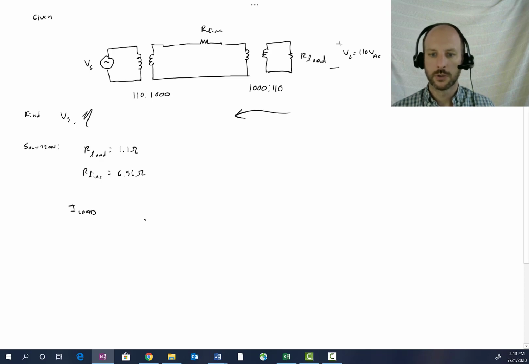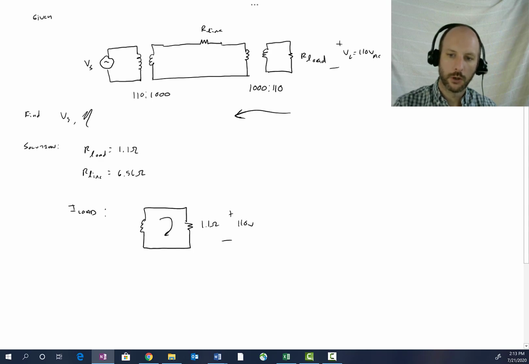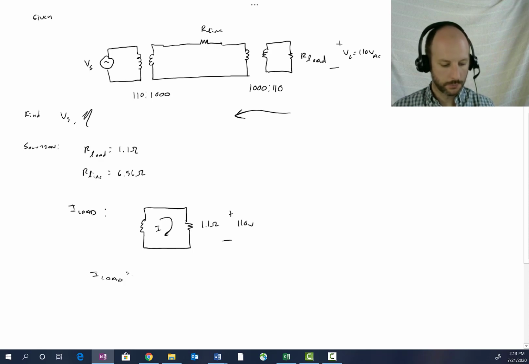I've got my 110 volts across my 1.1 ohm resistor. And that's how I'll determine what the current in that loop is. So simple application of Ohm's law. So the load current there is just going to be 110 volts divided by 1.1 ohms, and that gives us a current of 100 amps. So that's the total current drawn by all those lamps is 100 amps.